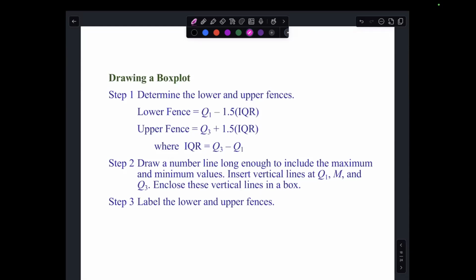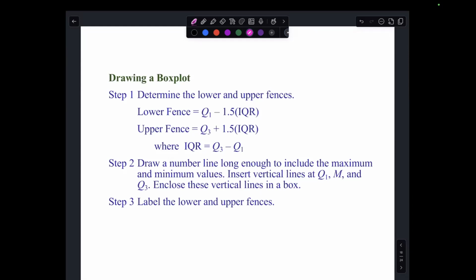So the first thing we're going to do with the box plot is you're going to draw a number line. The number line needs to be big enough to include all of your values. The number line is just a standard number line. You are not listing the values on the number line. You're not just listing your data values. You're just drawing a standard number line.